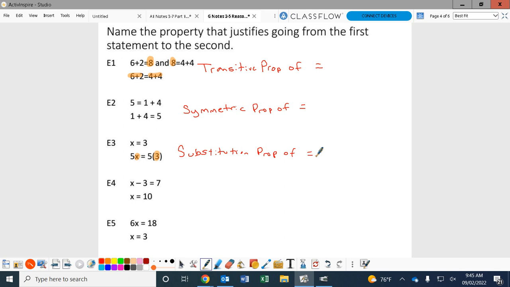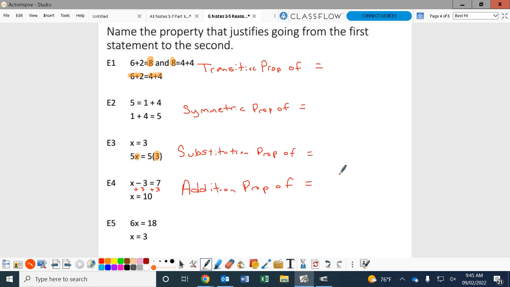Okay, now the ones that are set up like this, they don't actually show you the step. They just show you what it was and what it is now, and you have to see what it would do. What would they have to do here? What do you do to that -3 to make it go to here? Add. And if you add 3 to both sides, that is the addition property of equality. There you go.